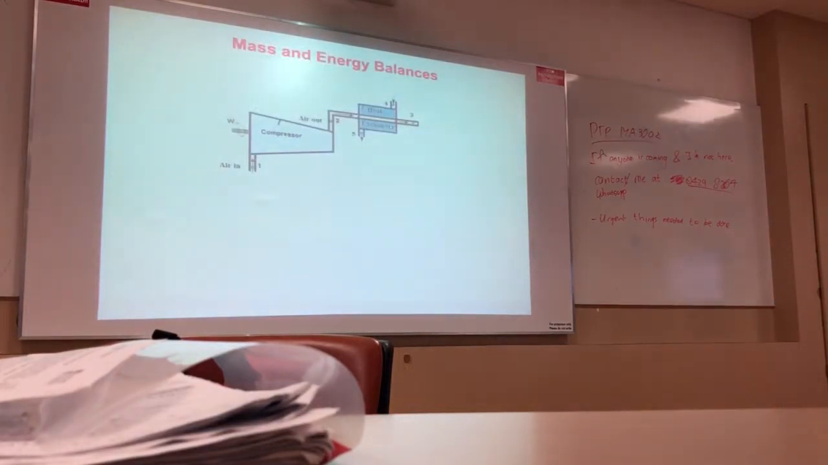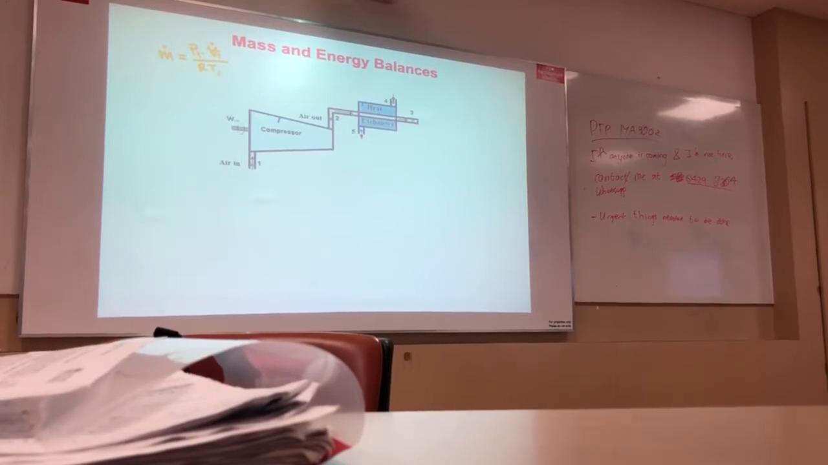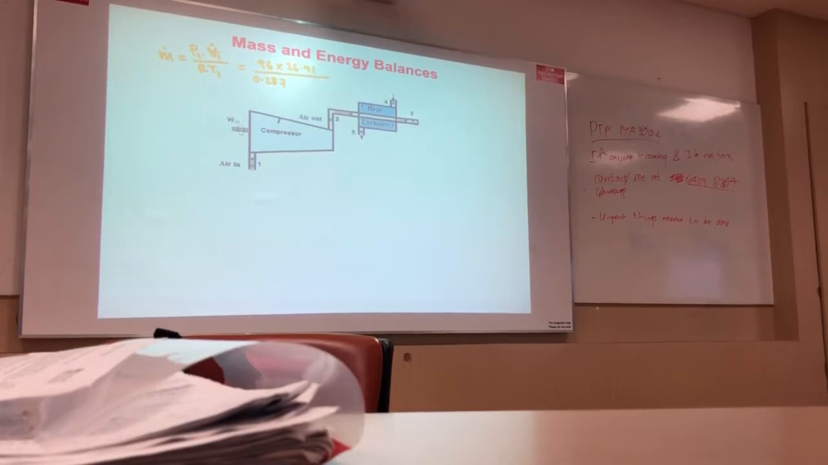Now I am going to show you. Okay, first I show you the mass flow rate. Otherwise, we will memorize. m dot 1 equals P1 times the volumetric flow rate at 1, by RT1. This is the volumetric flow rate, right? What is P1? 96. V dot 1, 26.91. What is R? 0.287 kilojoule per kilogram Kelvin. And this one is 300 Kelvin, right? 27 plus 273.